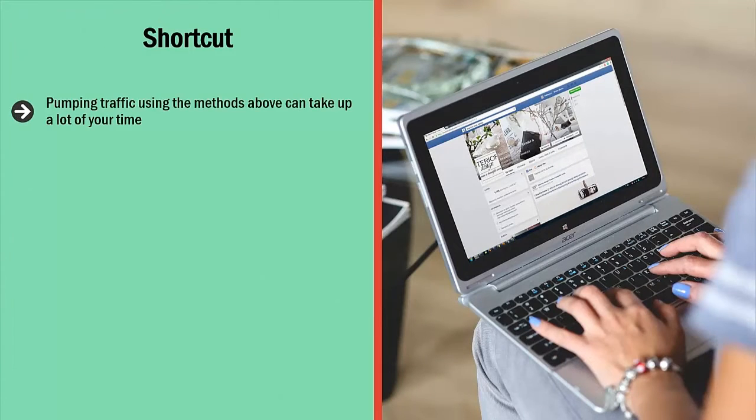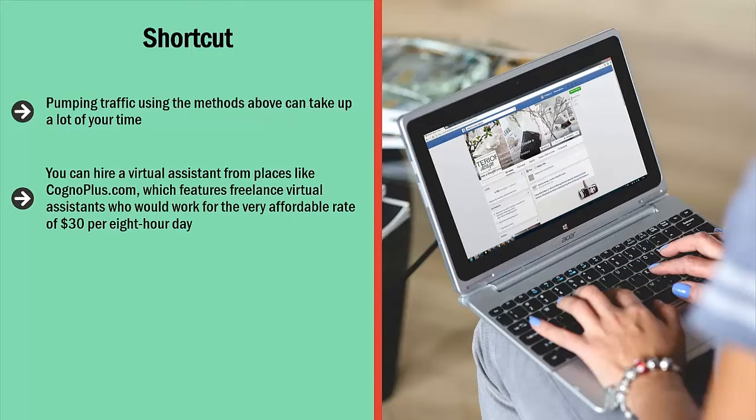Shortcut. Pumping traffic using the methods above can take up a lot of your time. You have to know what you're doing. The good news is, there's a shortcut. You can hire a virtual assistant from places like CongoPlus.com, which features freelance virtual assistants who would work for the very affordable rate of $30 per 8-hour day. The best part is they will work on a quota. So you agree to a quota for a full day's worth of production, and if they meet that quota, you pay them the $30. You can also try getting virtual assistants from Fiverr.com or Freelancer.com.